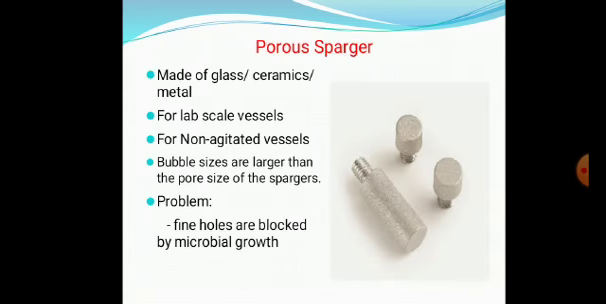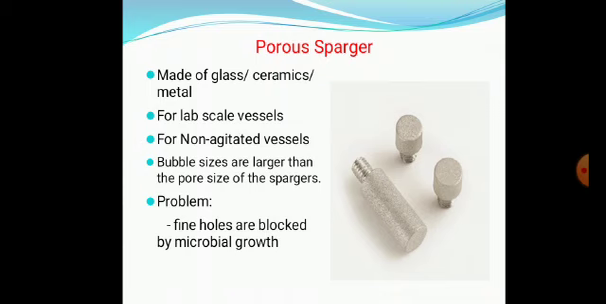Next, porous, that's the first type. There are three types, so let us see the properties of the three types. What is their role in the industry? First is the porous sparger. It may be made up of glass, ceramic, or metal. You can see the image on the right hand side. It will look like that. From that, the air bubbles will be released.